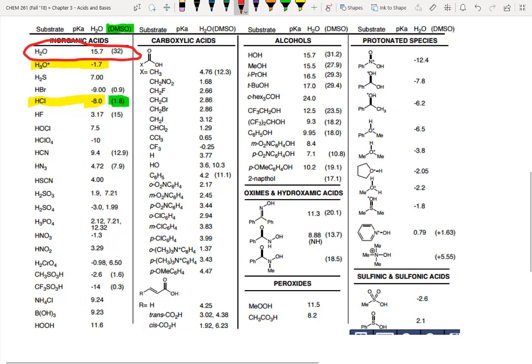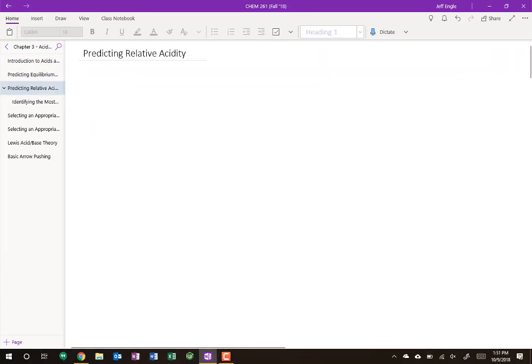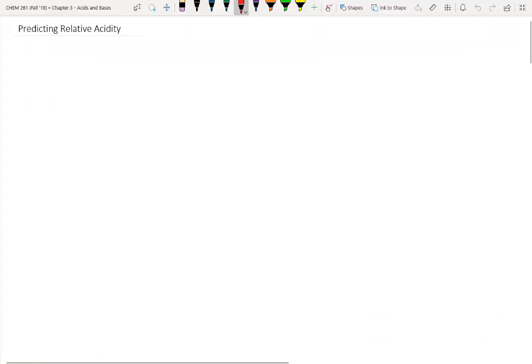All right. So moving on to the next thing, let's say you're in a pinch and you have no pKa table and you're still trying to predict these things. It's going to be a lot harder, but we have some tricks. So how do we predict relative acidity?